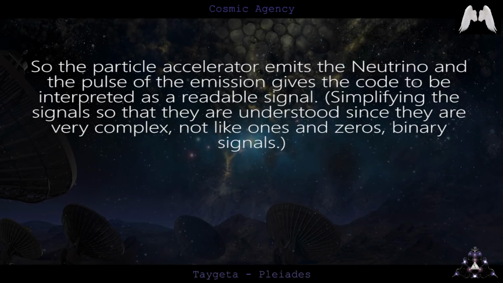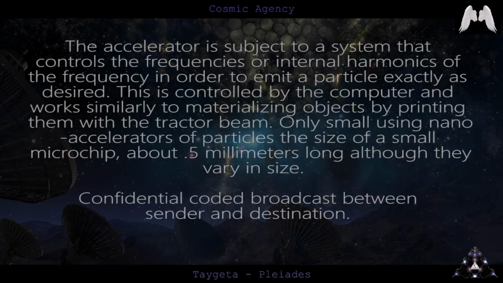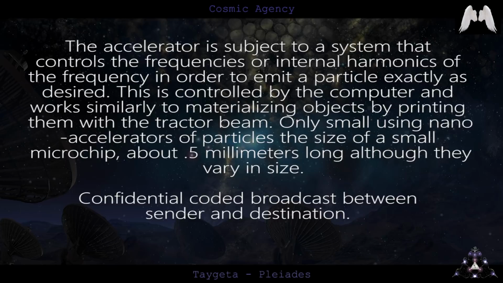So, the particle accelerator emits the neutrino, and the pulse of the emission gives the code to be interpreted as a readable signal, simplifying the signals so that they are understood since they are very complex, not like ones and zeros, binary signals. The accelerator is subject to a system that controls the frequencies or internal harmonics of the frequency in order to emit a particle exactly as desired.